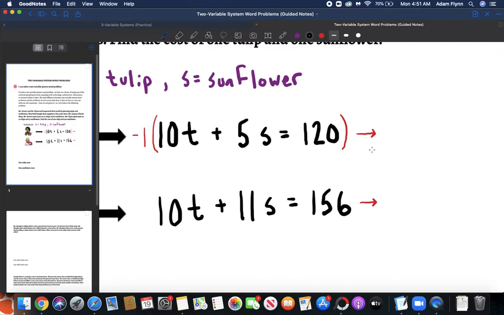For the top, if I distribute the negative 1, I get negative 10t minus 5s equals negative 120.